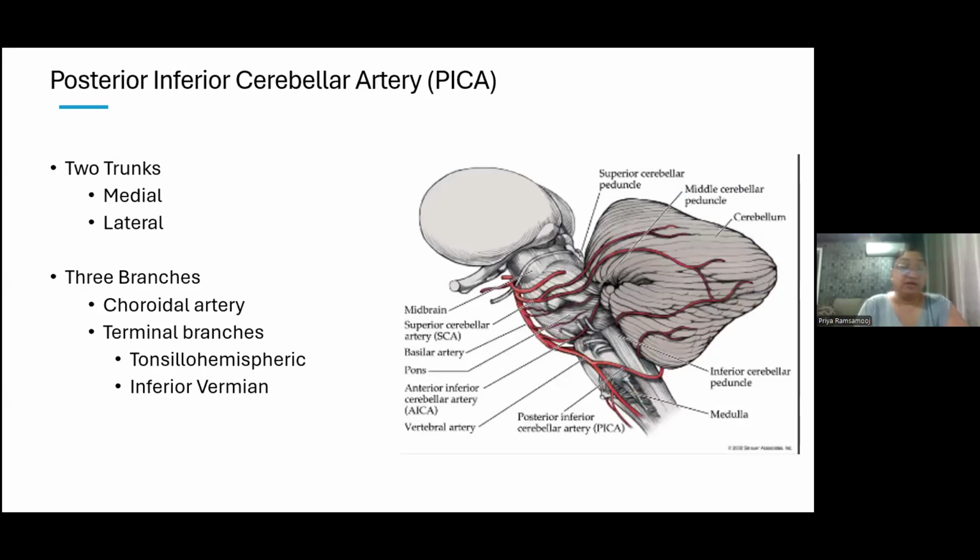So while we're still on PICA, there are two trunks, a medial and a lateral trunk, and there are branches, the choroidal artery and the terminal branches. Now, the main trunk of the posterior inferior cerebellar artery usually bifurcates somewhere along the margin of the cerebellar tonsil into the medial trunk, which supplies the vermis and the adjacent hemisphere, and then the lateral trunk, which supplies the tonsil and the hemisphere, and the branches of the choroidal artery and the tonsillar branches. And like we would have said, these terminal branches supply the choroid plexus as well as the cerebellar surface, okay?